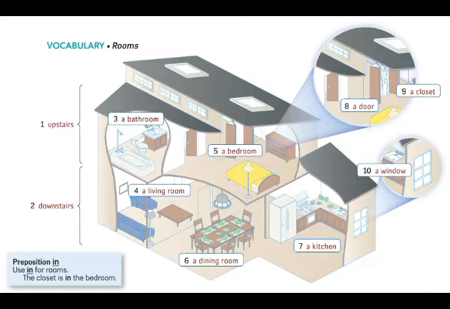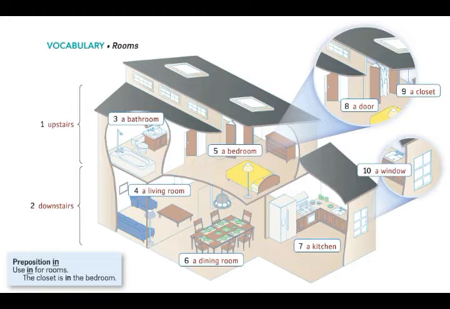Downstairs is the first floor of the house. Number 3, we have bathroom. Bathroom is that place where we take a shower, where we brush our teeth. Number 4, we have the living room. The living room is usually the place where we watch TV, where we have the sofa, where we get together with our family. That is the living room.